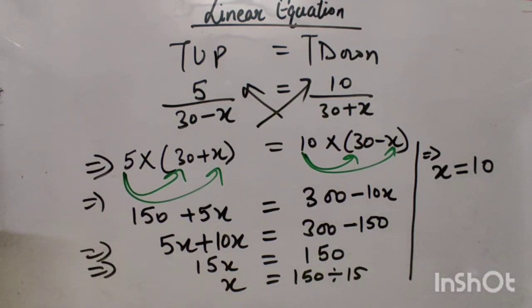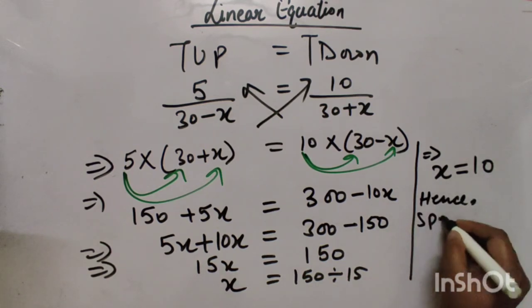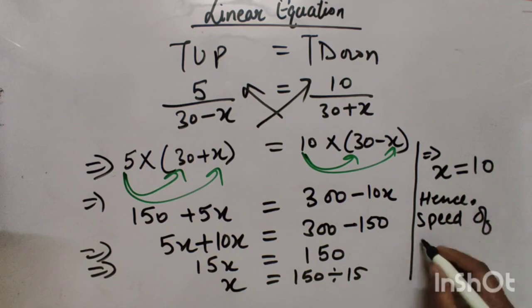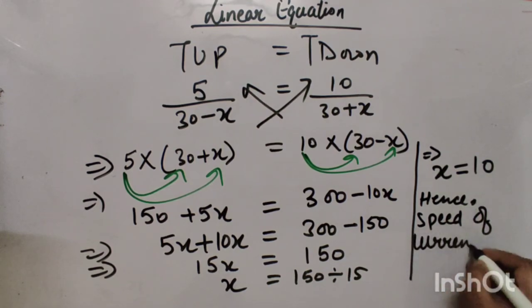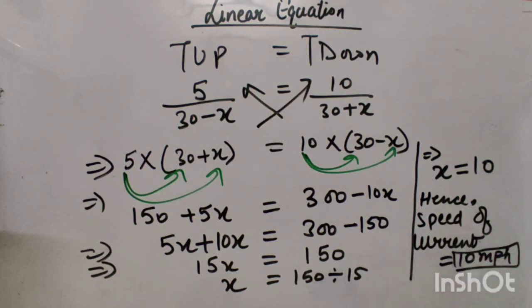So what was x and what is x? We assumed, as per the question, that it is the speed of the stream. So hence the speed of the current or the stream, we can say, is 10 miles per hour, right children?